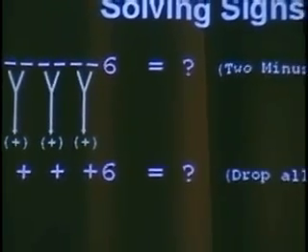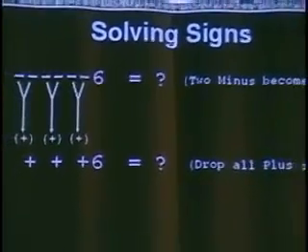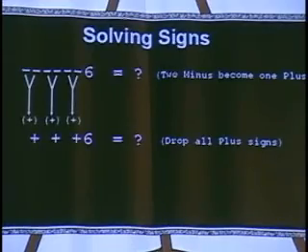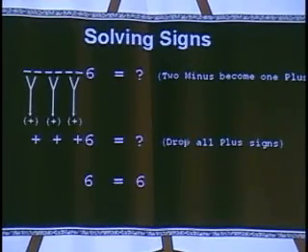So we have got plus, plus, plus 6. Again, still we don't know what is the value of this equation. It's the time for our second tip. Drop all the plus signs. And as soon as we drop our plus signs, what do we get here? Wow, we get here 6. And 6 equals 6. See how easy it was to solve this equation.